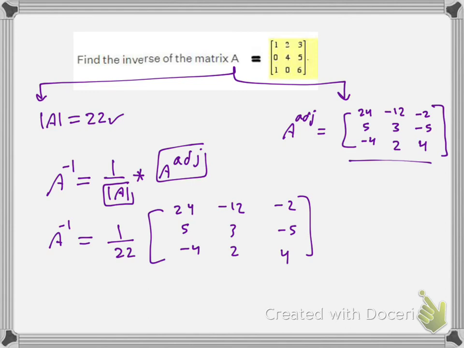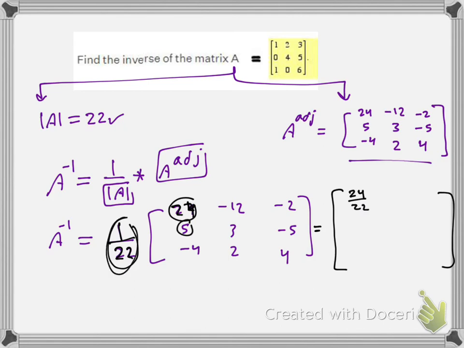Now if you would like, you can multiply this number, which is 1 by 22, inside the matrix. Then I should multiply it by all the elements. Then it will become like this. When you multiply 1 by 22 by 24, it will become like that, 24 by 22. Again, multiply 1 by 22 by 5, then it will become 5 by 22. And then negative 4 by 22.